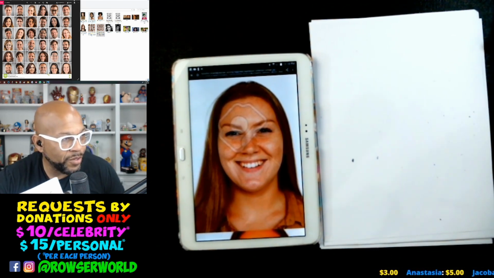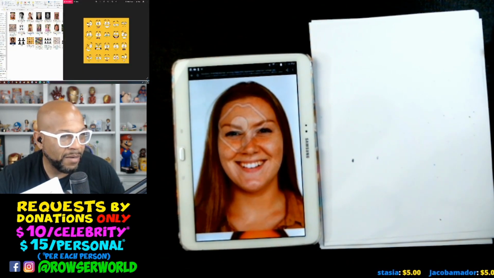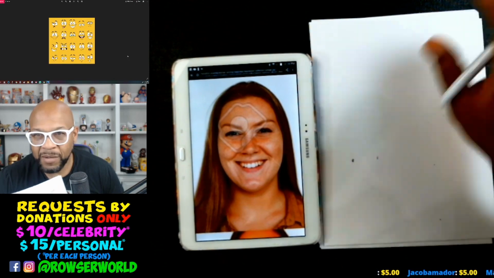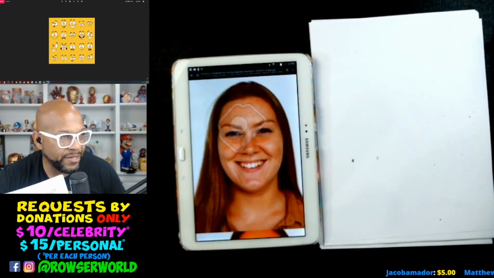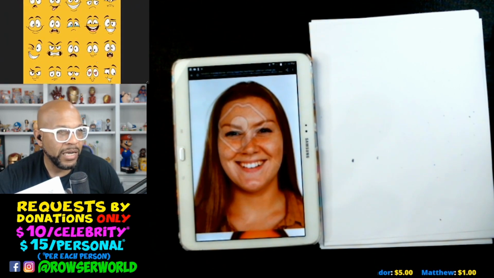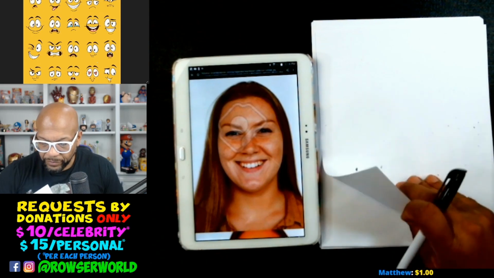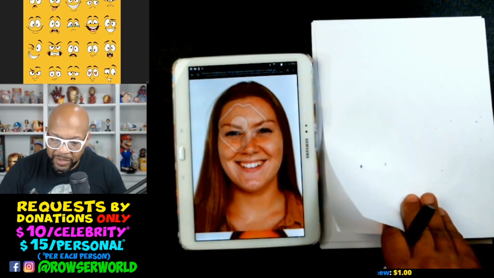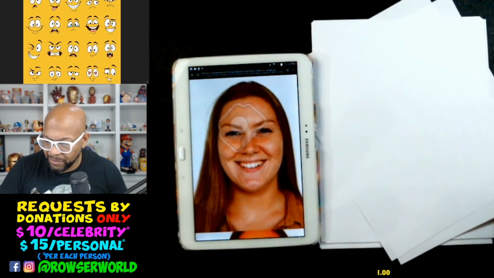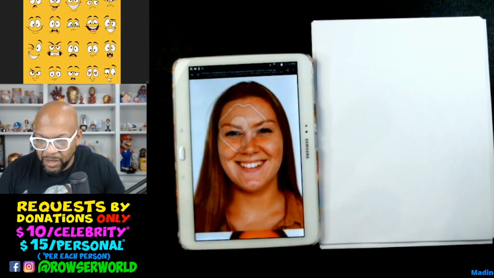Okay, so this is what we're gonna do today, right? I'm gonna keep my emotions chart up here, but I'm gonna keep my picture down here. This way I can illustrate what I'm looking at. So we're gonna plan our caricature in the mind first. We're gonna plan what we can plan, and then we're gonna be spontaneous about the rest of it.